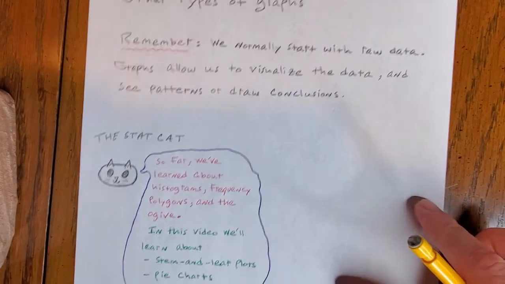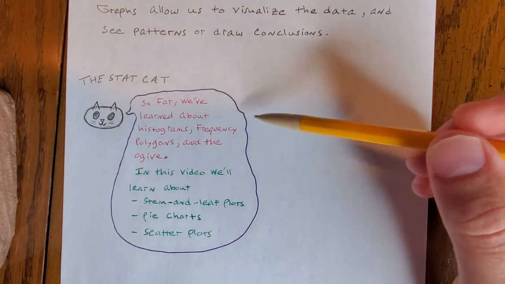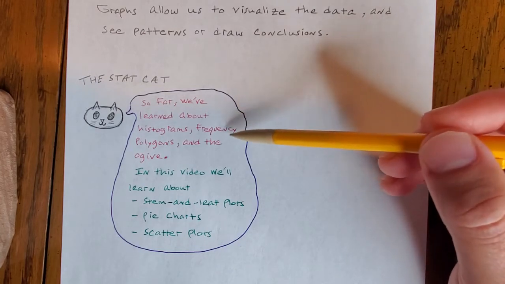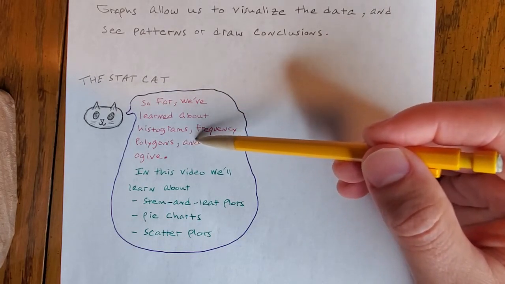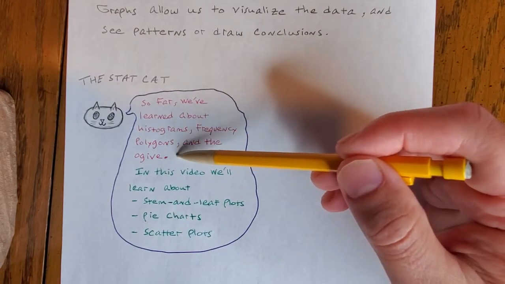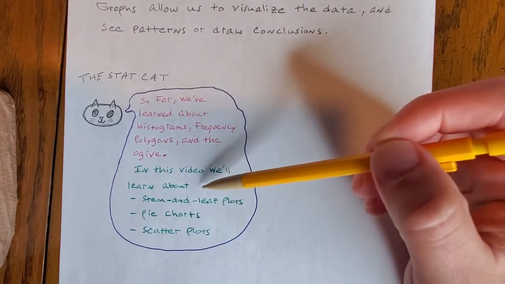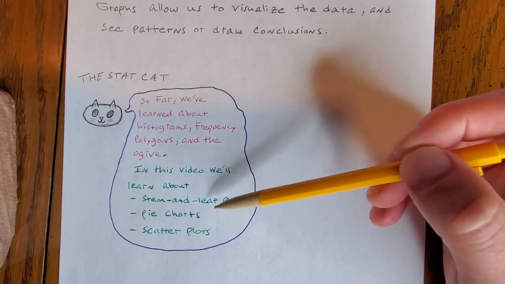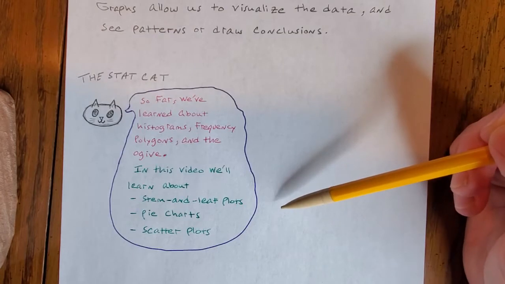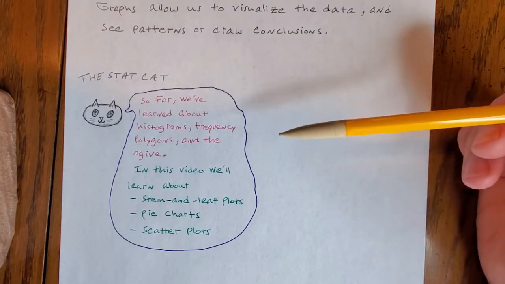Okay, now, the StatCat's going to make an entrance here. And StatCat says, so far, let's see, what have we done? Histograms, yeah, we did that in the last video. Frequency polygons and the ogive. So all those I think we did in the last video. So for this one, we'll learn about stem and leaf plots, pie charts, and scatter plots. And that'll cover just about all the different graphs there are for raw data, okay?